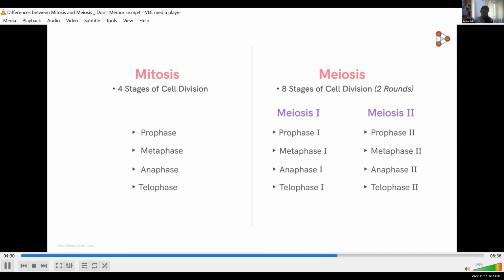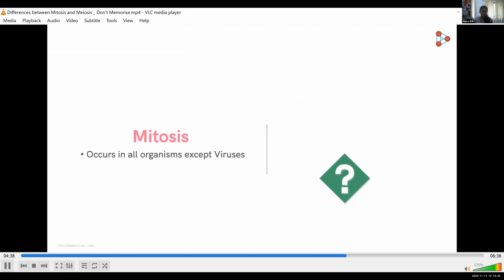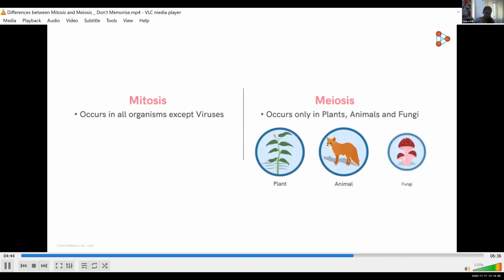Now moving on to the next difference, this point has been studied by us in the lower grades as well. We have studied that mitosis occurs in all organisms except viruses. And which organisms can have meiosis? Meiosis occurs only in plants, animals, and fungi. Now, let's dive deeper and compare the stages of mitosis and meiosis to explore some more differences between them.